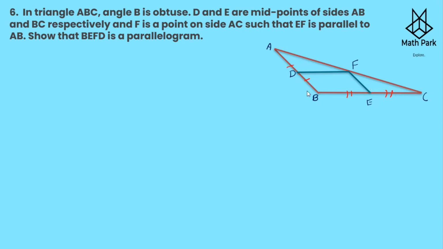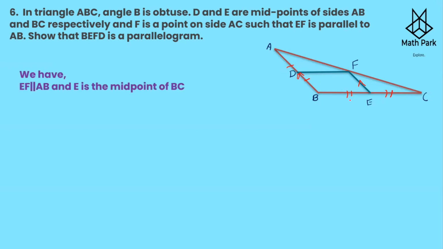The midpoints. And F is the point on AC such that EF is parallel to AB. So a line drawn through the midpoint of one side parallel to another bisects the third. That is how you will get F as the midpoint of AC.